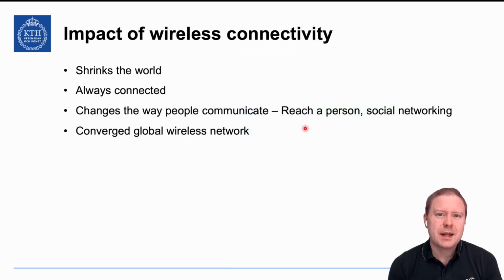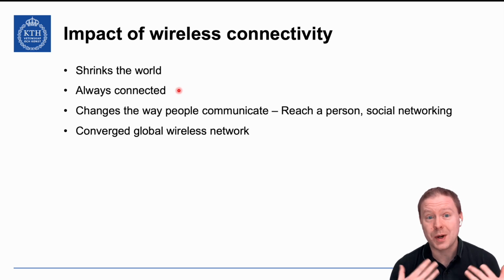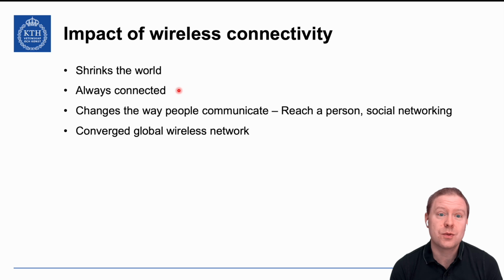So what has then been the impact of this fast traffic growth, the use of wireless connectivity in our world? Well, first of all, it shrinks the world together in a way that people can be anywhere and still be connected to each other. And people are also nowadays always connected around the world. So it's really also the thing that we can't really live our lives without being constantly connected and getting information wirelessly to our different devices.